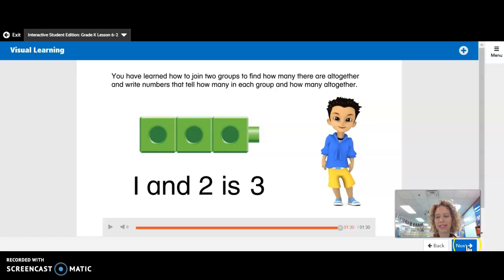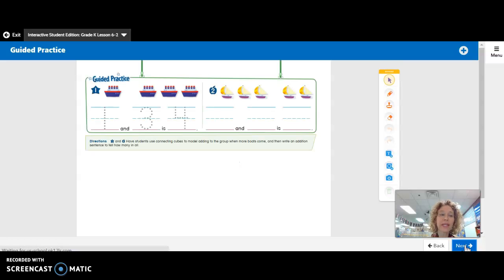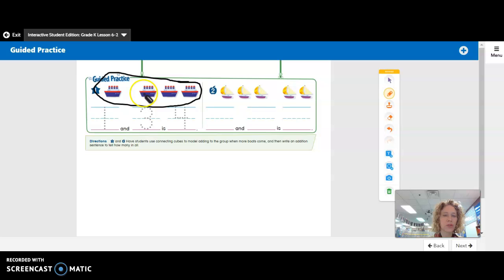Wonderful job. All right, let's take a look at our guided practice. So basically, we're joining groups, all right? This first number 1 is about boats. First, we see 1 boat. Then we see how many boats? 1, 2, 3. Now, how many boats do we see all together? When I say all together, that means all the boats. So I'm going to circle all the boats. And then we can count them. 1, 2, 3, 4. And we are 4 all together.